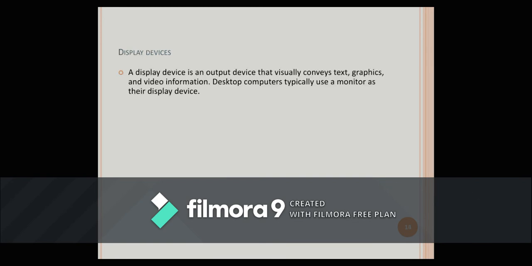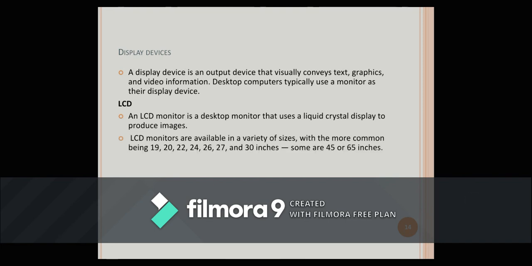Display devices. A display device is an output device that visually conveys text, graphics and video information. Desktop computers typically use a monitor as their display device. LCD. An LCD monitor is a desktop monitor that uses a liquid crystal display to produce images.